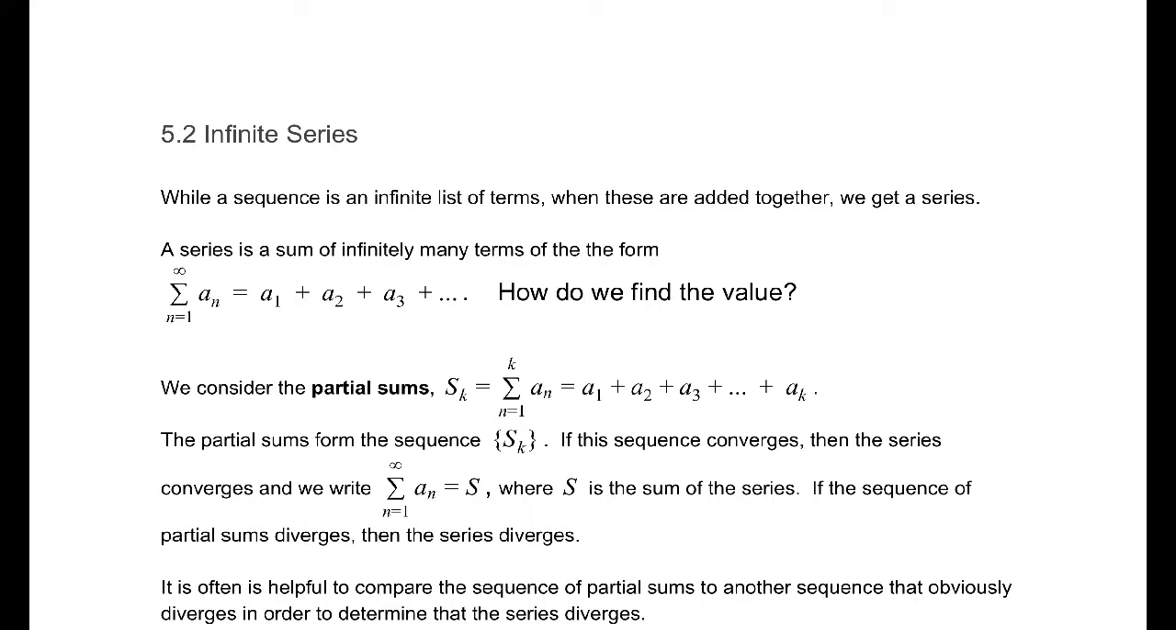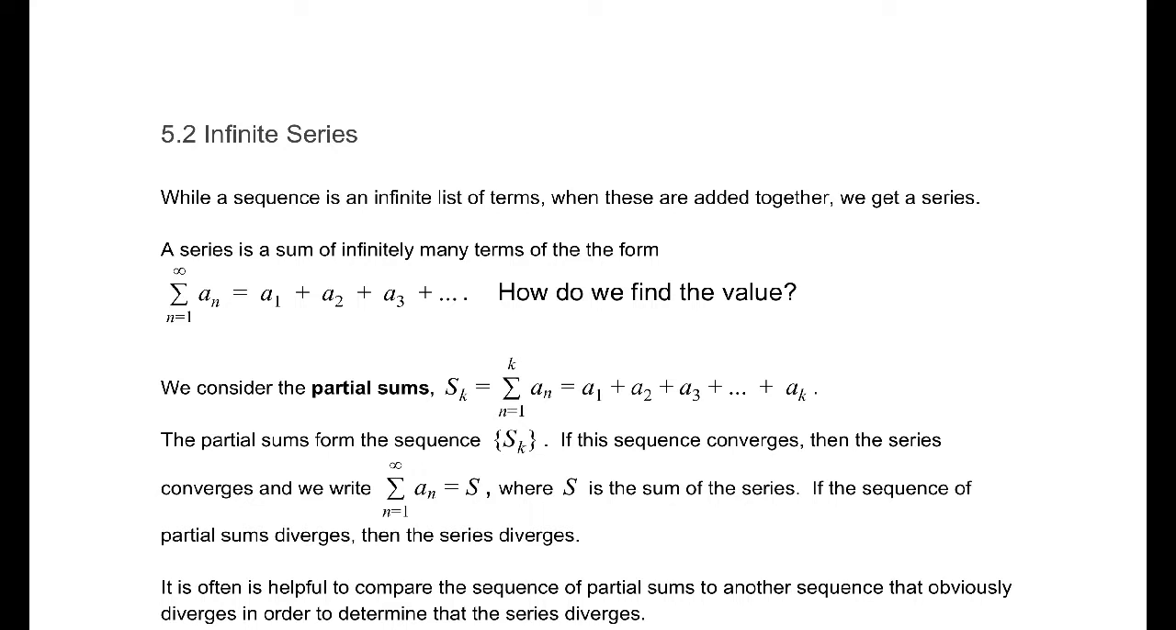So the question really is, how do we find the value of an infinite number of things? Well, we could start by adding the first one, and the second one, and the third one, and the fourth one. We can add a whole bunch of them, but that really doesn't give us the whole picture. So what we do is we consider the partial sums. The partial sum is the sum from 1 to k of a sub n. We take the first one, then the first and the second, then the first, second and third, the first through the fourth, the first through the fifth, etc.